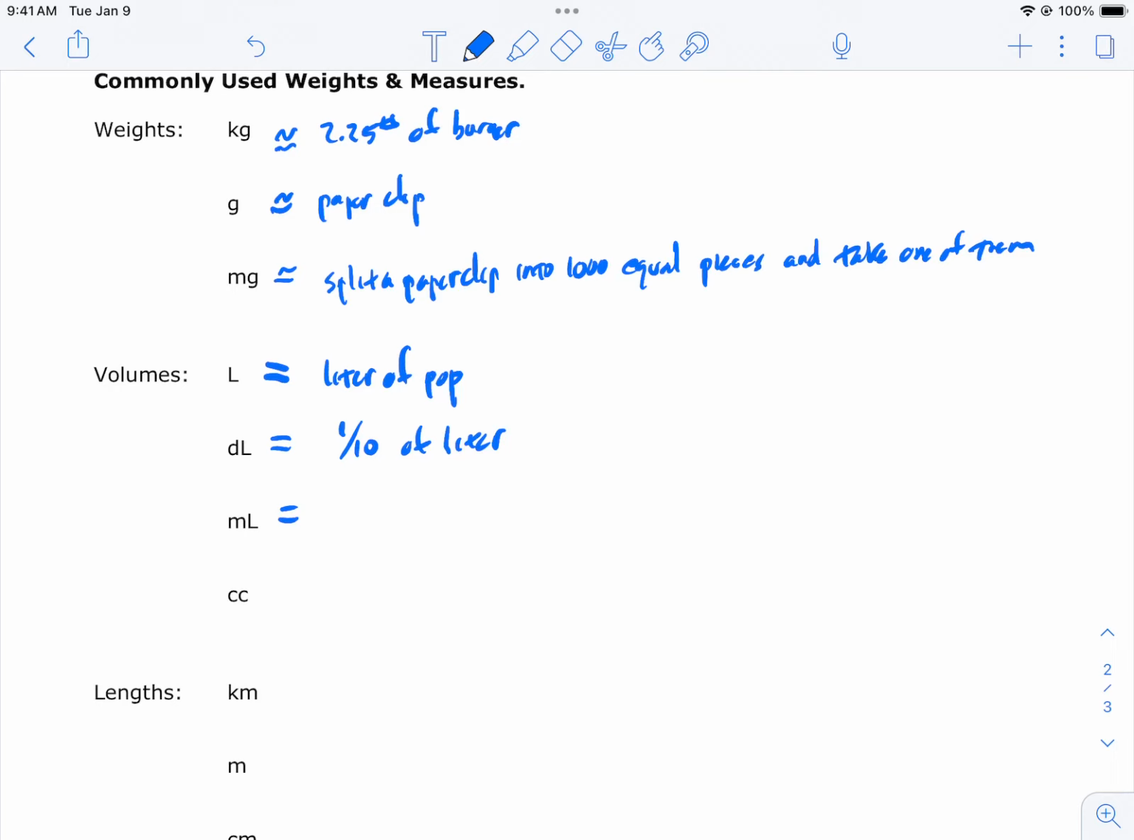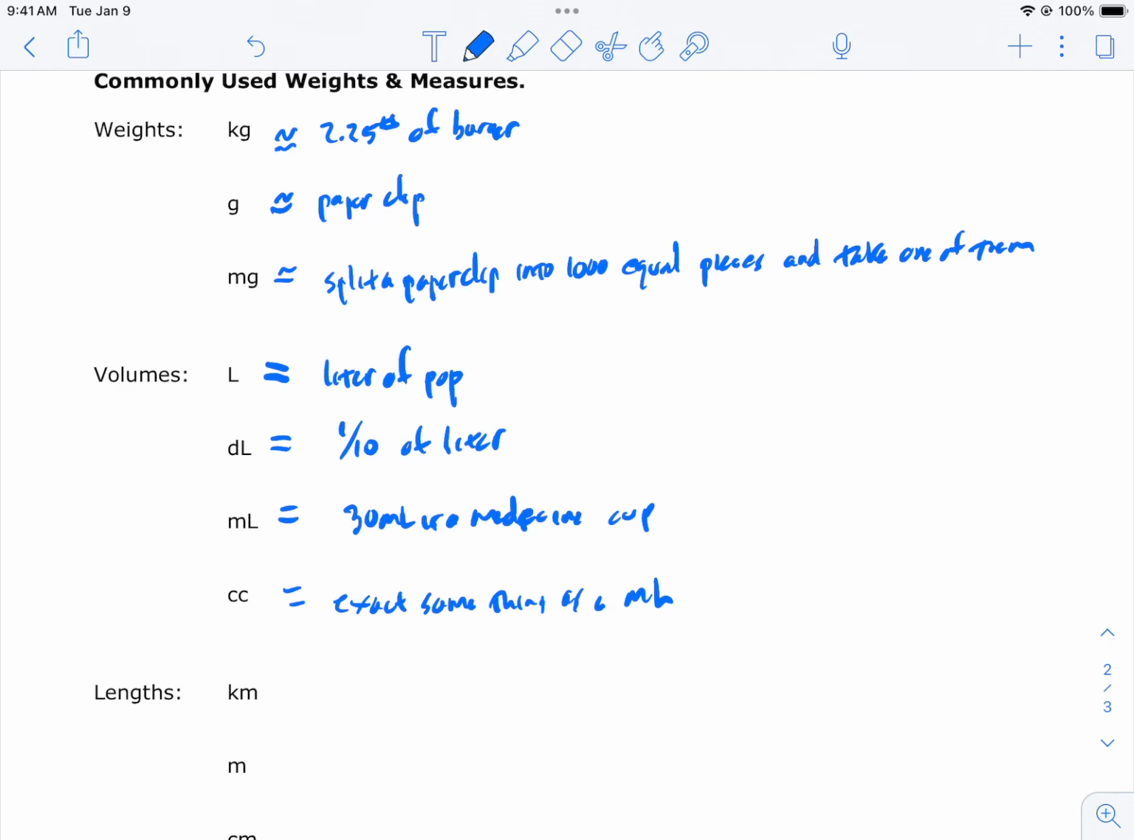A good way to think of it, 30 milliliters is a medicine cup. How do you spell medicine? I always get this wrong for some reason. Anyway, a med cup. So 30 milliliters is a medicine cup of NyQuil or whatever you're taking. cc's are the exact same thing as a milliliter. The exact same thing.